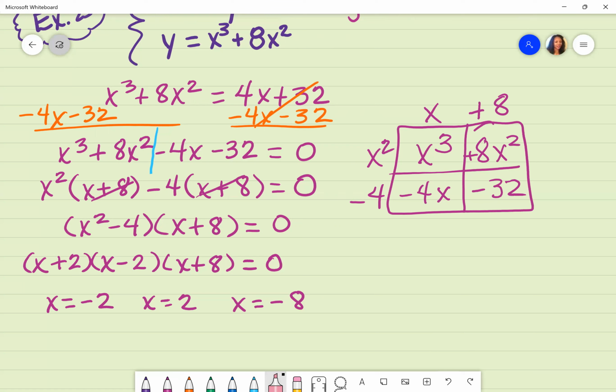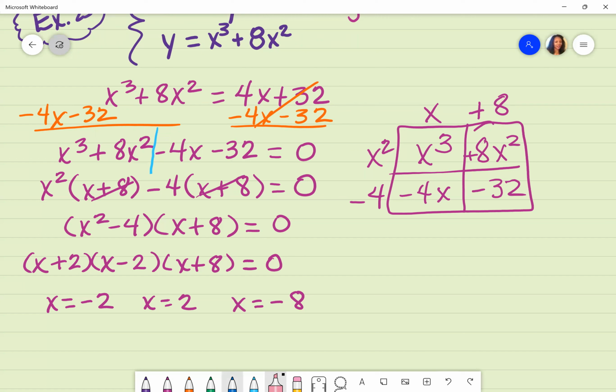So what did I just do? I took my x squared, multiplied it times x, put my answer in that first box. Took my x squared, multiplied it times 8, put my answer in the second box. Then I went to the second row, -4 times x, put my answer in the second row, first box. -4 times +8, put my answer in the last box. And you'll notice that these are now my new factors, which mirror what I already came up with when I was doing factoring by grouping.